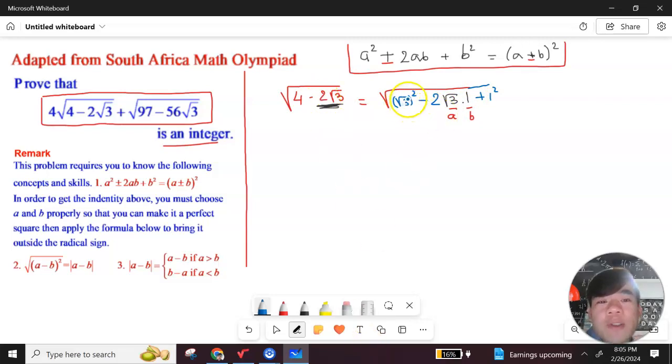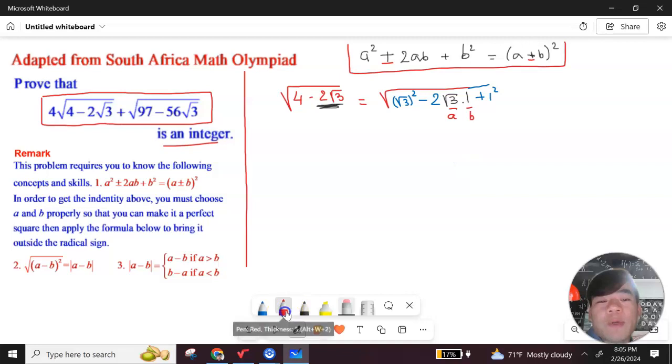So I look at this. Root 3 square equals 3, right? This is negative 2 root 3 times 1, so it should be negative 2 root 3, right? And 1 square should be plus 1, right? Now 1 plus 3 equals 4, so 4 minus 2 root 3. Oh, it's right. So my expression is correct. I keep it, with a equal to root 3 and b equal to 1. This is right too, so I keep this one.